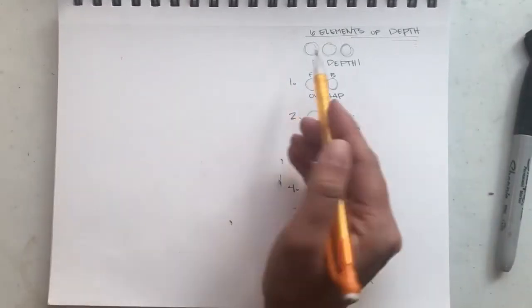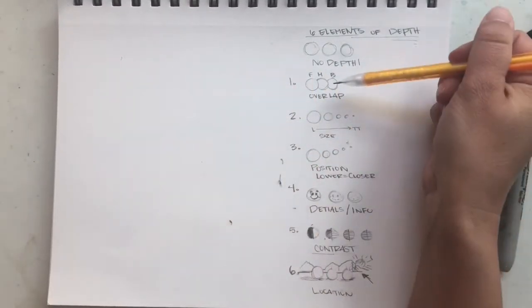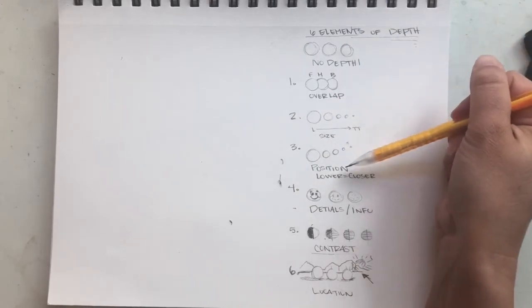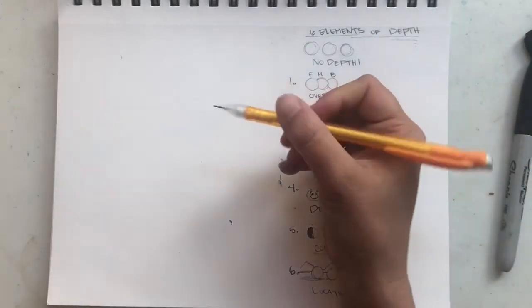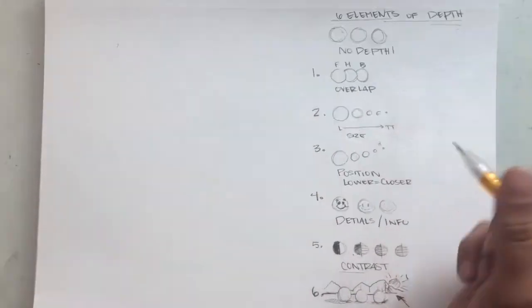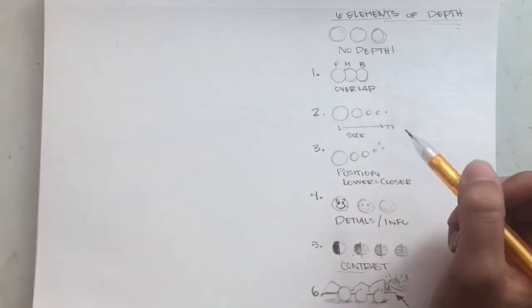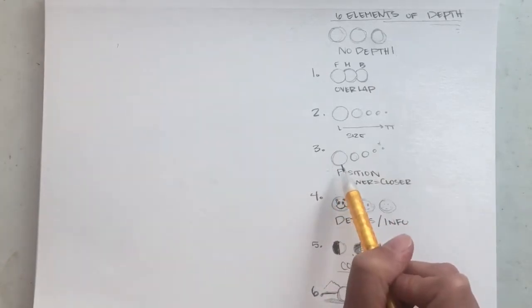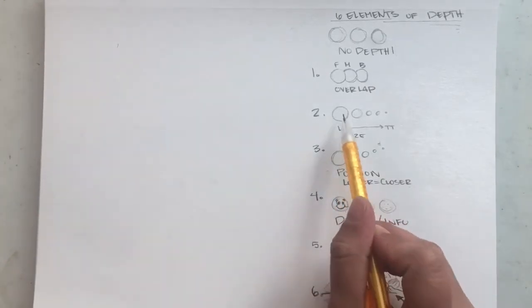Now that we have our 6 elements of depth learned: overlap, size, position, detail, contrast, and location, let's make a small composition with these elements. I'm going to start by drawing 3 rocks. And remember, the first one is going to be the lowest and the biggest.